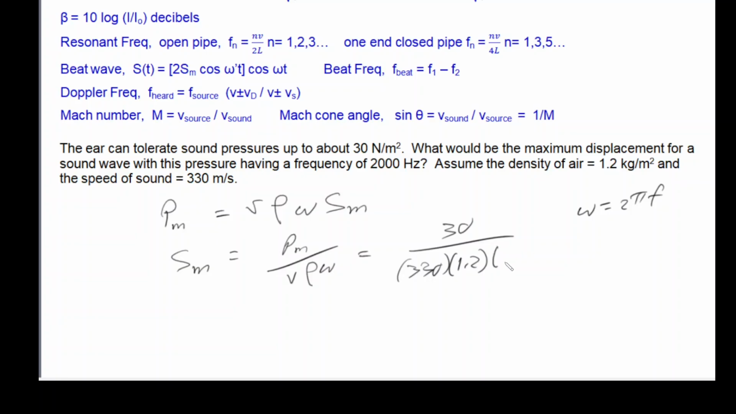So, to get omega here, that would be 2 pi times the frequency, which is 2000. So if you go through this calculation, you end up with the maximum displacement equal to 6 times 10 to the minus 6 meters.